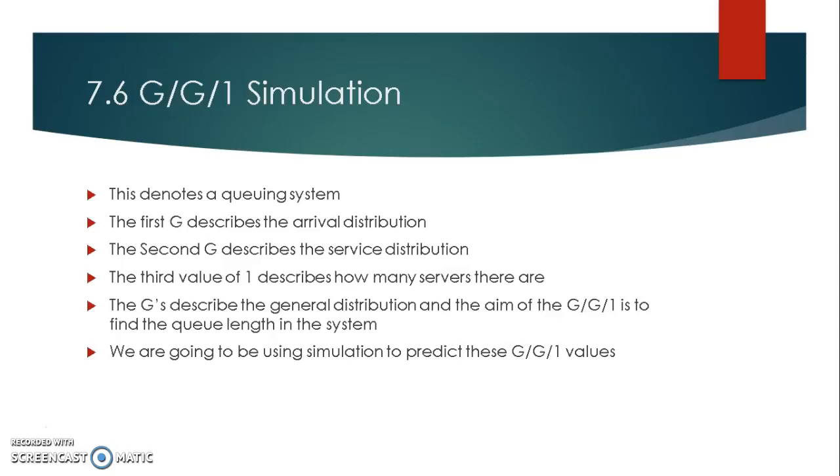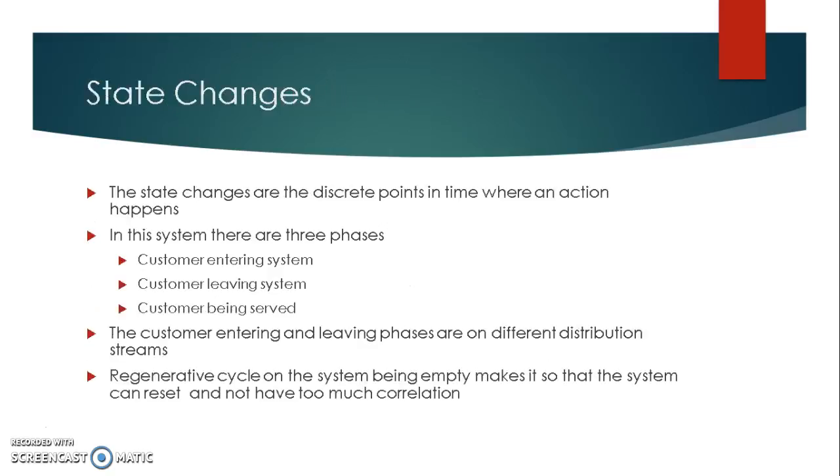For the simulation in the book, we're going to be using simulation to predict the GG1 values. So now we're going into state changes. Since this is a discrete event simulation, there are state changes that are discrete points in time where an action happens. In this system, there are three phases. You could call it a three-phase system. There is a bound state, which is the customer entering the system, another bound state, the customer leaving the system, and a conditional state, which is the customer being served, what happens during that time.